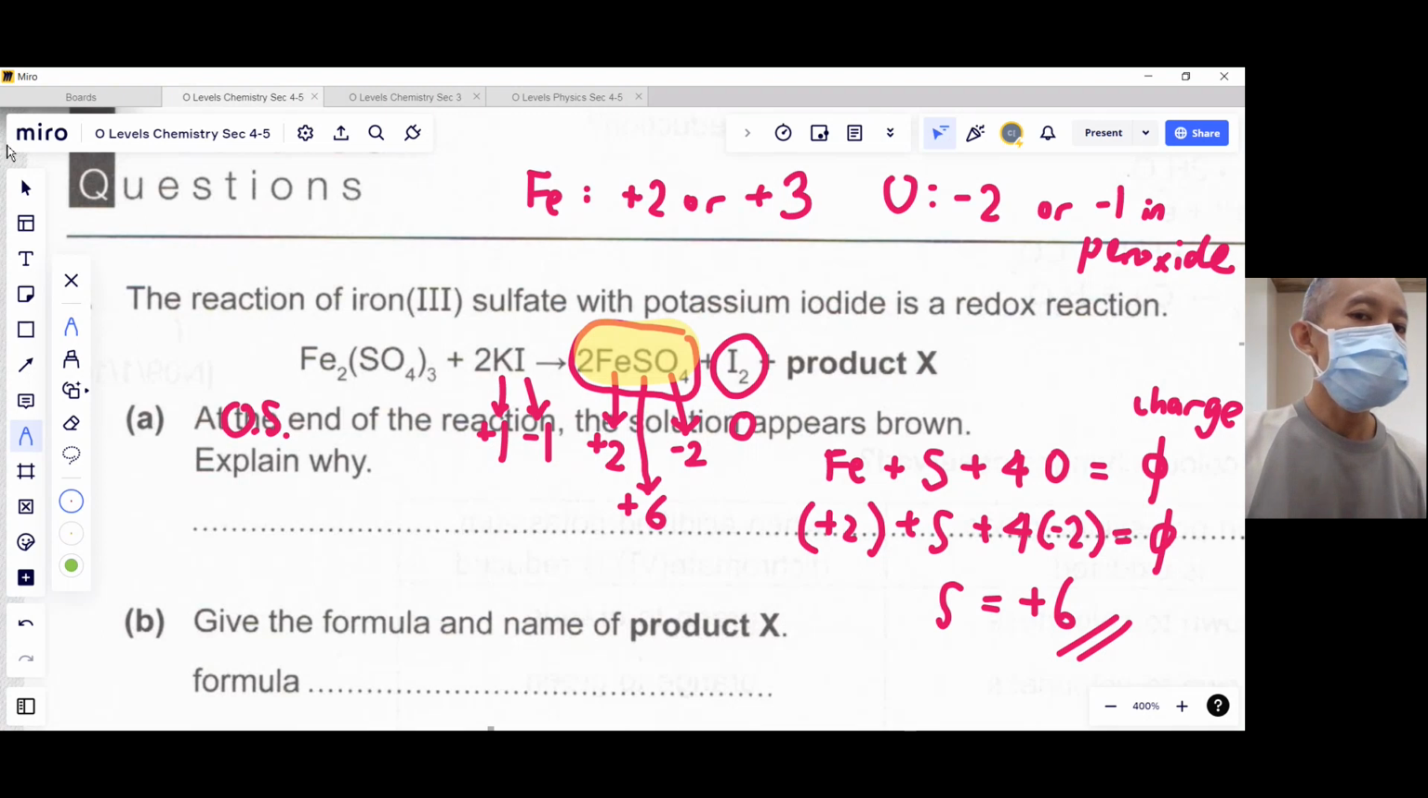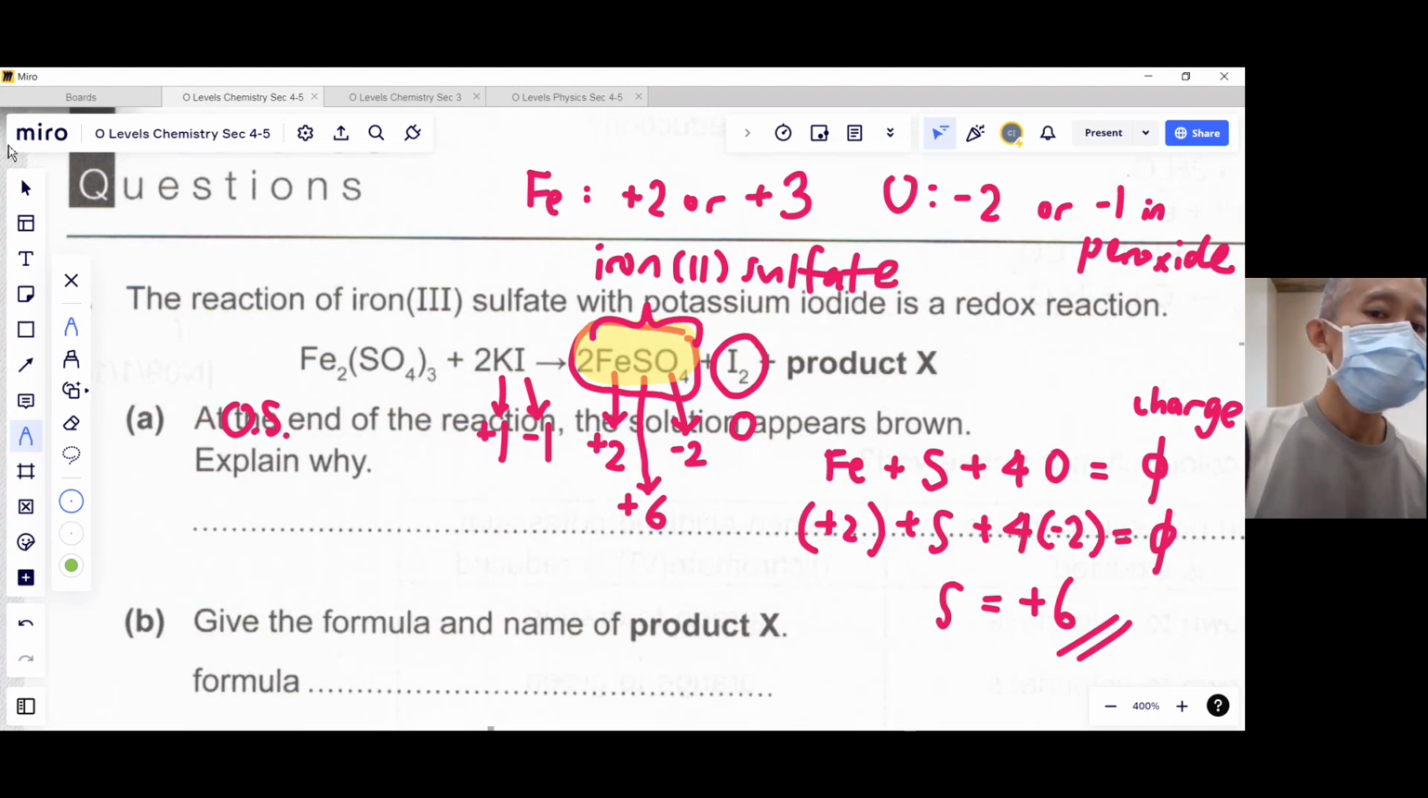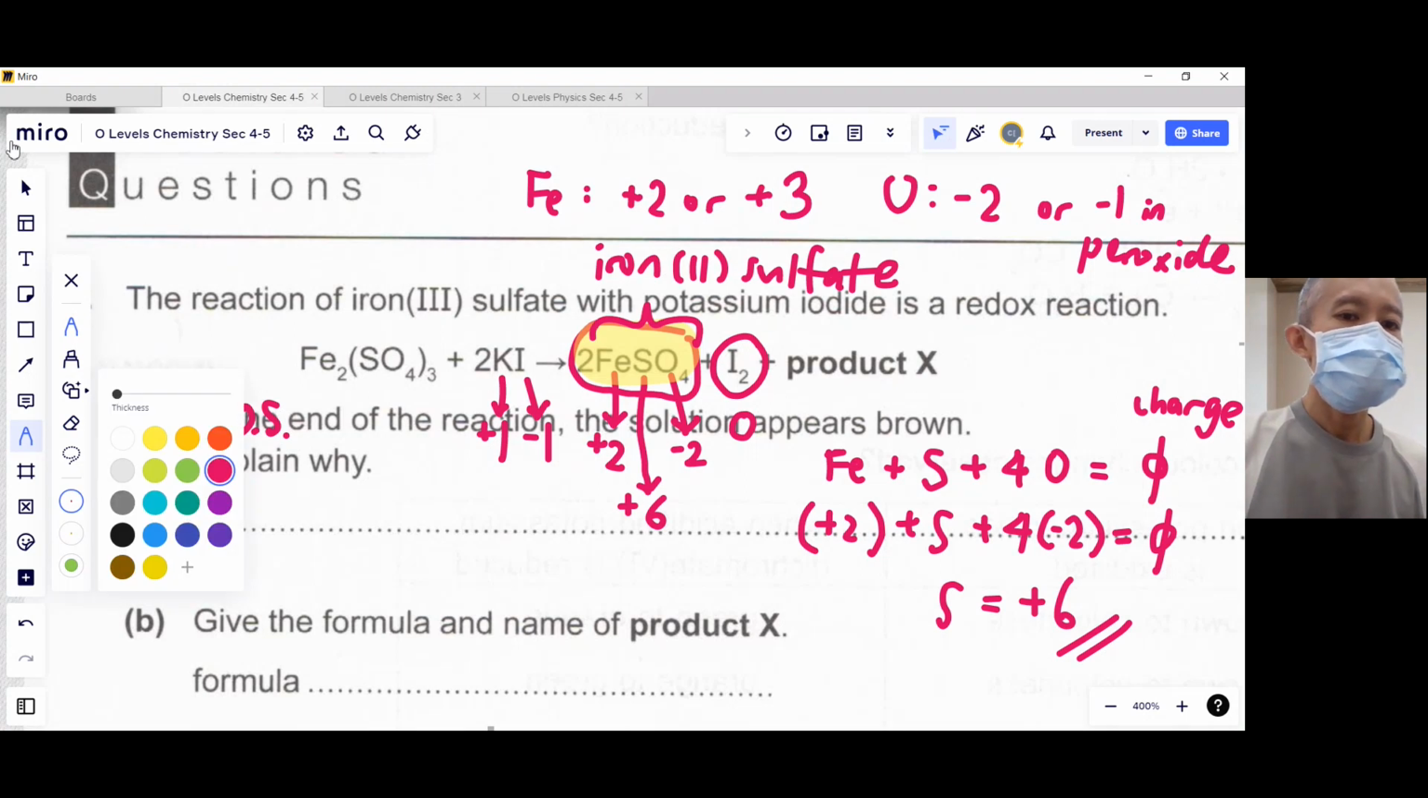Just a note, how did you know that iron is +2? Well, because this is iron(II) sulfate. I hope you guys know that by now. So this is iron(II) sulfate, and the 2 refers to the charge of iron, which is +2. Now, lastly, if I work out the last thing here, this one here.